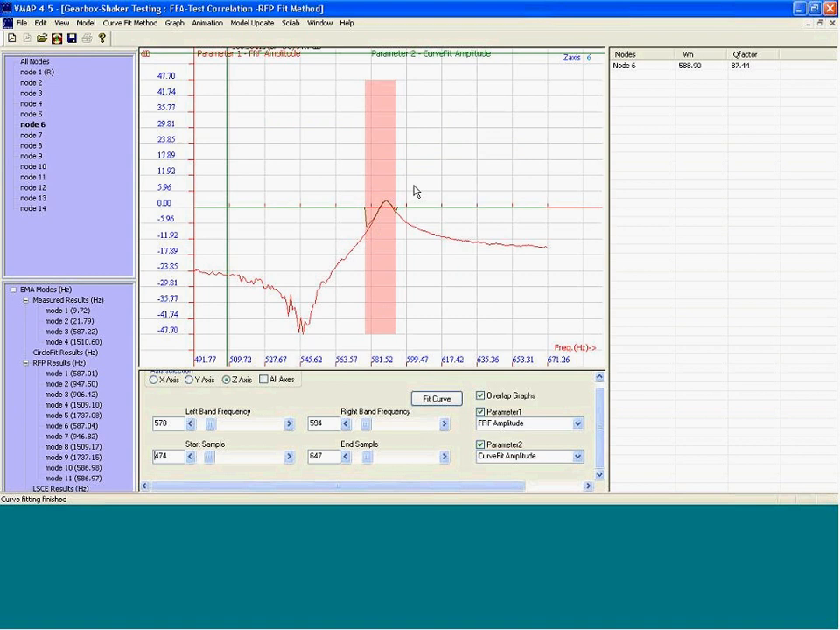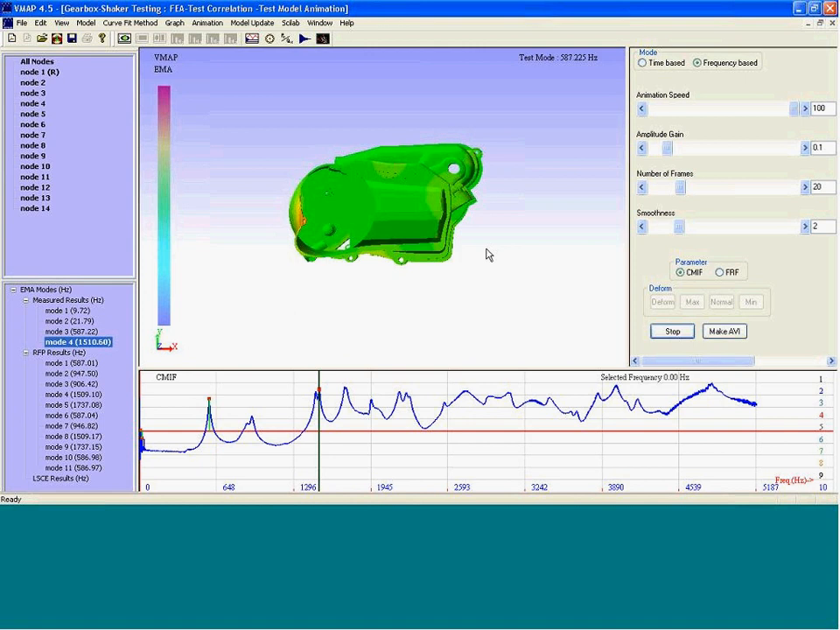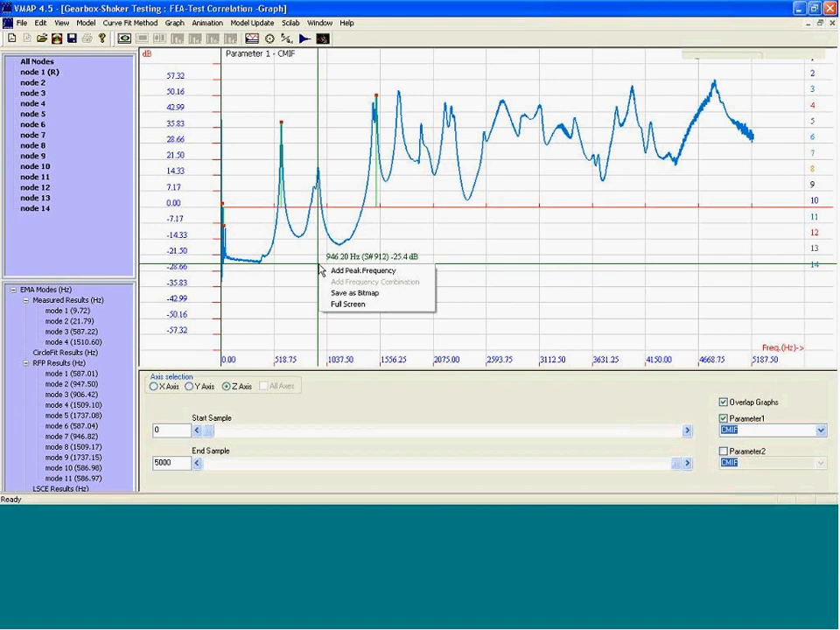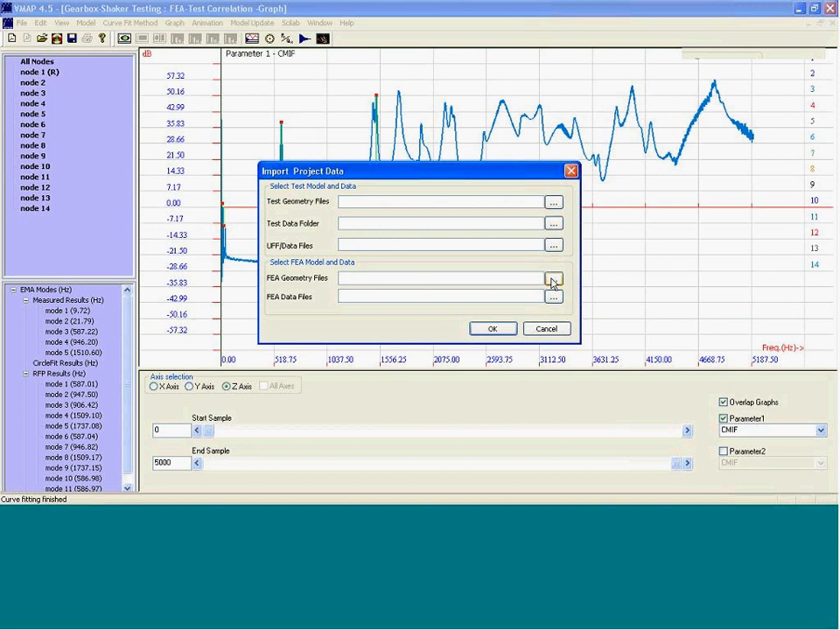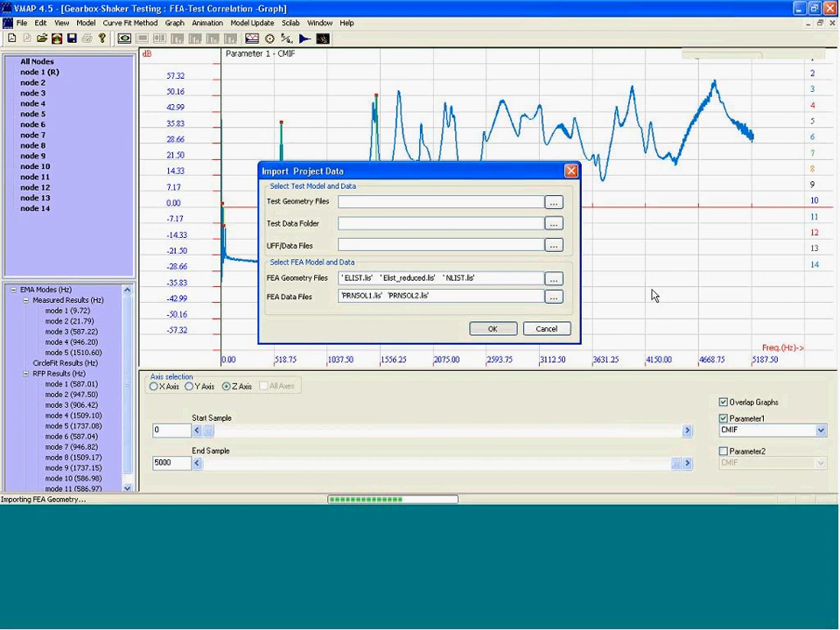So we can look at the animation for the test model for the first resonance frequency. Similarly, you can look at the mode shapes for the subsequent modes also. Next thing that I want to do is import the finite element analysis data and perform a correlation study. So we have two modes that we have performed curve fitting on. I'll bring in those two modes from FEA for doing visual correlation and numerical correlation.